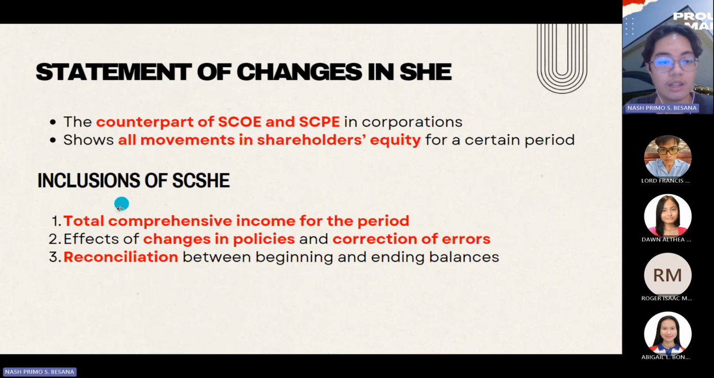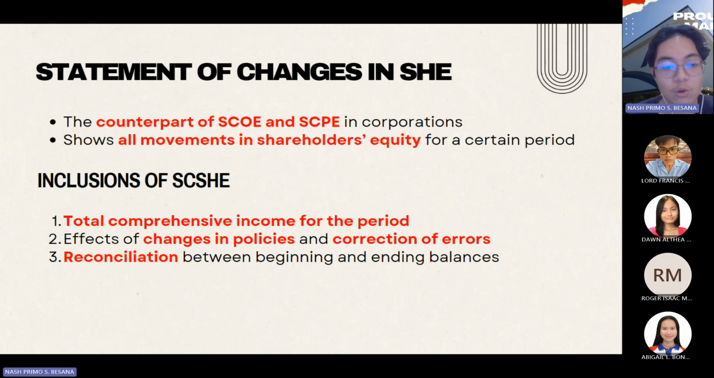So inclusions nga, there would be also an entry to reflect the total comprehensive income for the period. Again, yung total comprehensive income is profit or loss plus OCI, other comprehensive income. So that would entail a change naman talaga in shareholders' equity. And then effects of changes in policies and correction of errors. As yun nga, discussed earlier, kapag may prior period errors o kaya may policies na nabago, retained earnings would be changed. So the shareholders' equity would also be changed. Kasi part lang ni shareholders' equity si retained earnings.